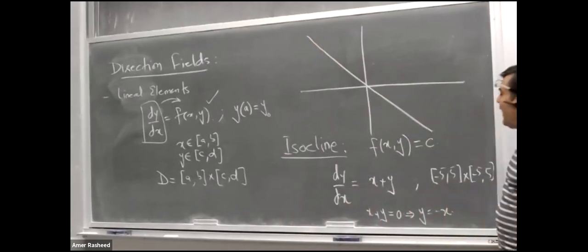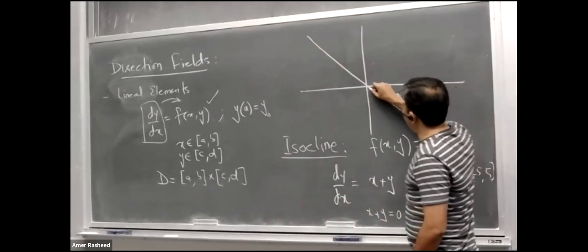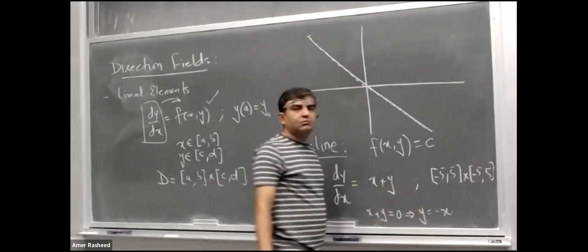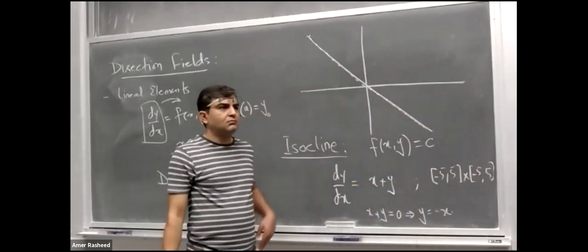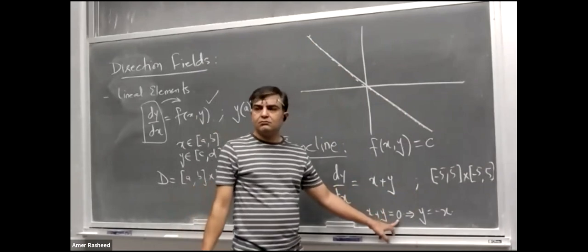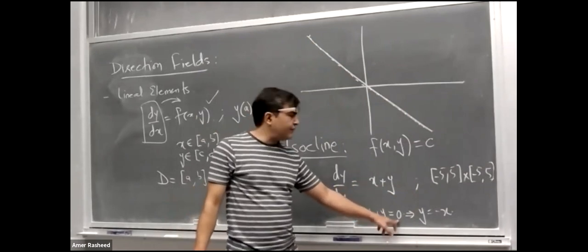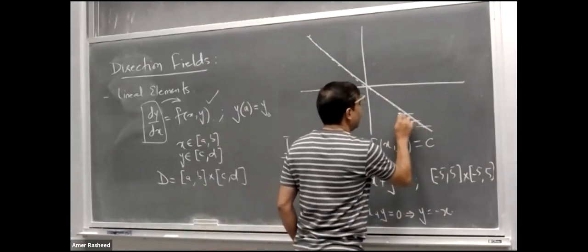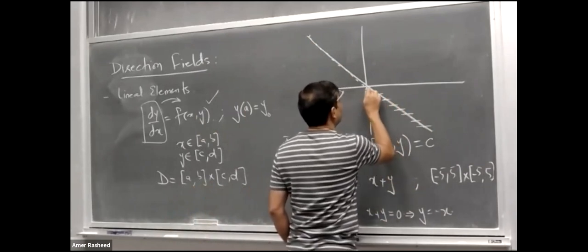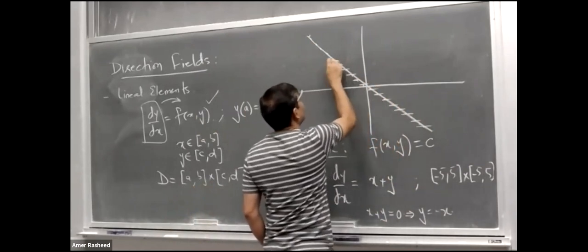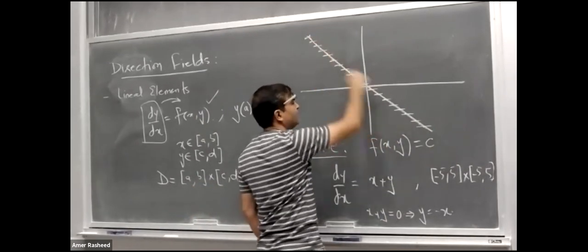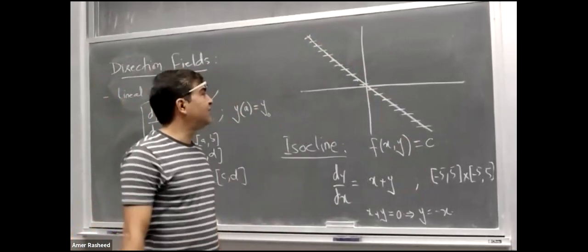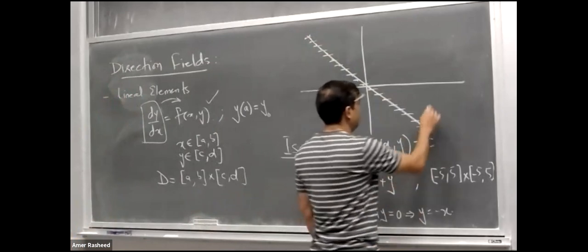So y is equal to minus x is a straight line, which is this line. Okay. So at this line, every lineal element will have slope 0. It will have slope 0 because we have chosen this constant to be equal to 0. So at all these points, all these lineal elements will have 0 slope. Okay. So if we draw a line passing through the middle points of the lineal elements, then this line will form an isocline.